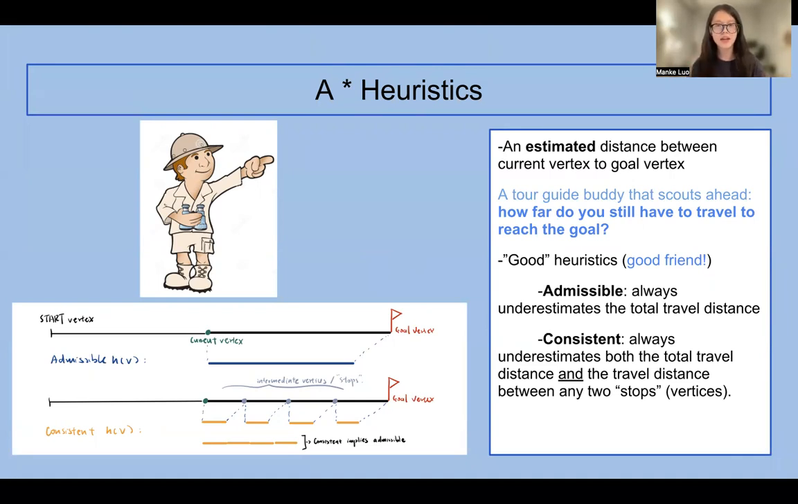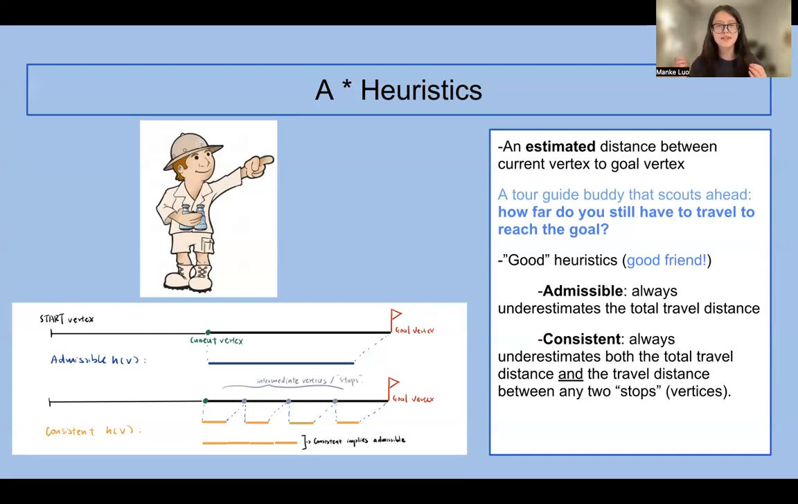And the tour guide buddy looks ahead as you're doing that. It looks ahead and estimates how much you still have to travel. So it tells you, okay, I think from this position, you probably still have to travel like 60 more miles to reach the goal. And so that's basically all it's doing. It's telling you how much more distance you might still have to travel to get to the goal.